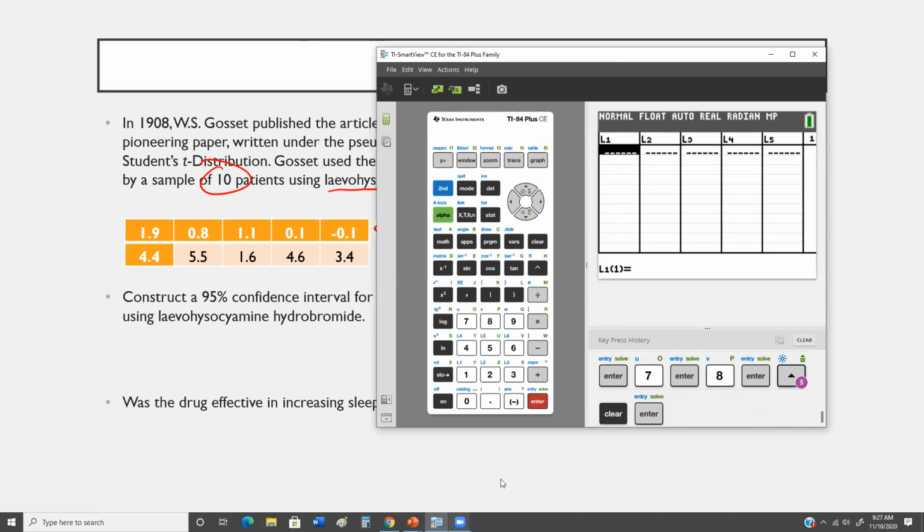Now let's start putting this stuff in. It's 1.9, 0.8 extra, got an extra 1.1 hours. This person only got an extra 0.1 hours. This person lost 0.1 hours. This person got an extra 4.4 hours, must be nice. Extra 5.5 is even better. 1.6, 4.6, and 3.4. Okay, so you have your 10 data values put in.